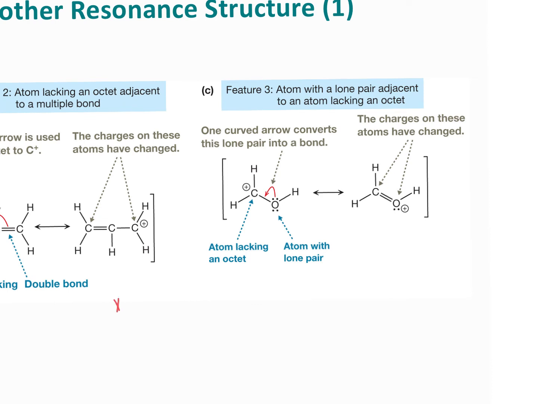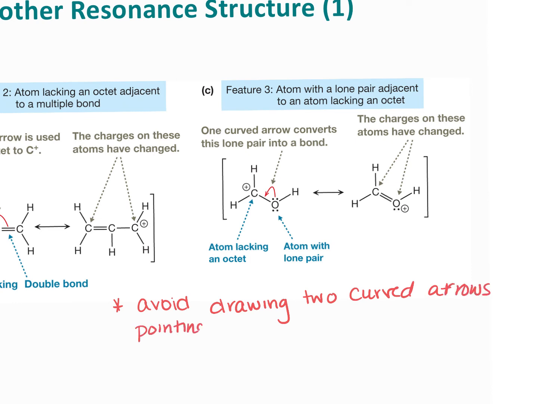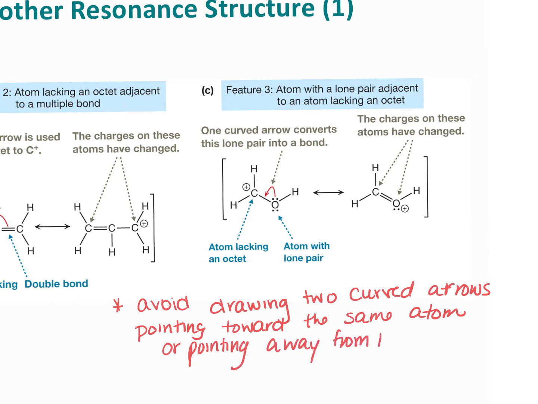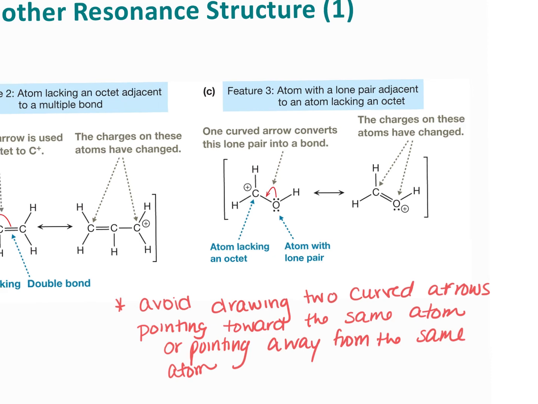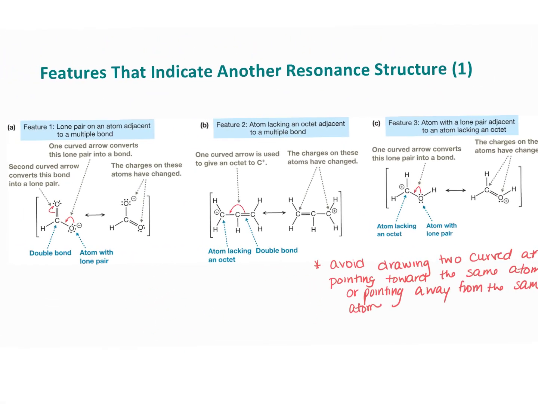Now, I wanna make a really quick note for you to avoid drawing two curved arrows pointing toward the same atom or pointing away from the same atom. So notice, only one arrow, right? Each atom only has one arrow. Okay.